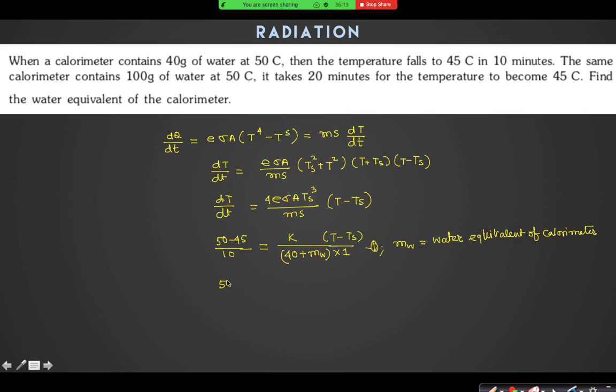And in the second equation, 50 minus 45 by 10, it's not 10, now in the second equation it's 20. That is the same constant divided by 100 plus mass of water, means water equivalent of the calorimeter, into specific heat, multiplied by T minus Ts, right? Look, both the temperatures are the same. Temperature in both cases is 50 plus 45 by 2, right? So that is why I have taken T, which is equal to 47.5, right?